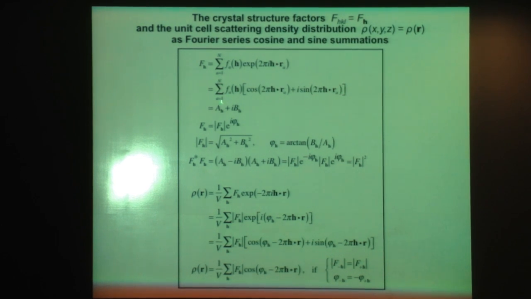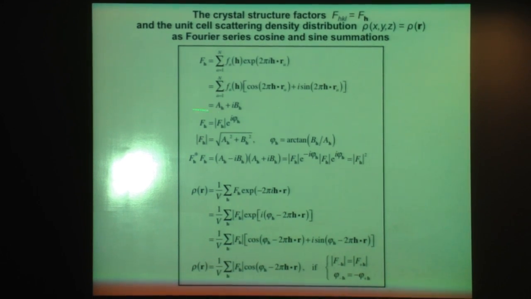Now we can break this sum into two sums: the sum over the cosine terms and the sum over the sine terms. Let's represent the sum over the cosine terms by the symbol A, and that over the sine terms by the symbol B, so that the structure factor is this complex number, A plus iB, where A and B represent the two parts of this sum over the n atoms.